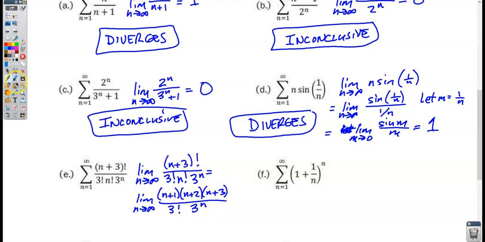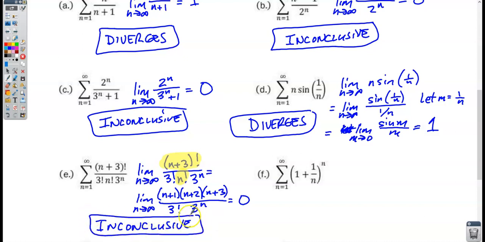Basically, I just canceled out the n plus 3 factorial and the n factorial. Now I've got a polynomial over this exponential down here. The exponential is going to outgrow the polynomial, so this limit is going to be 0. Therefore, the nth term test is going to be inconclusive. Take the limit of this one.